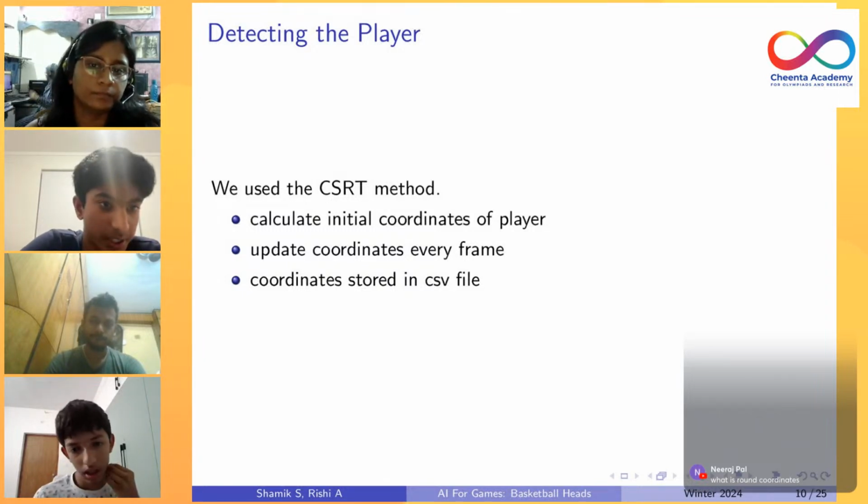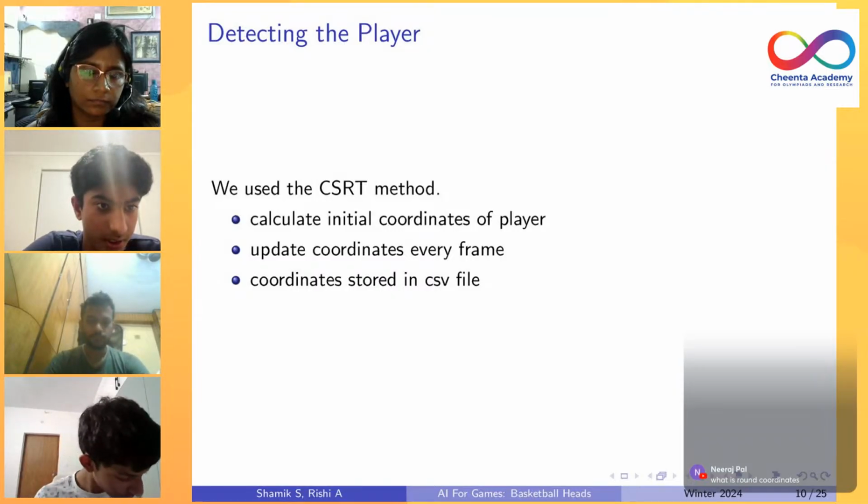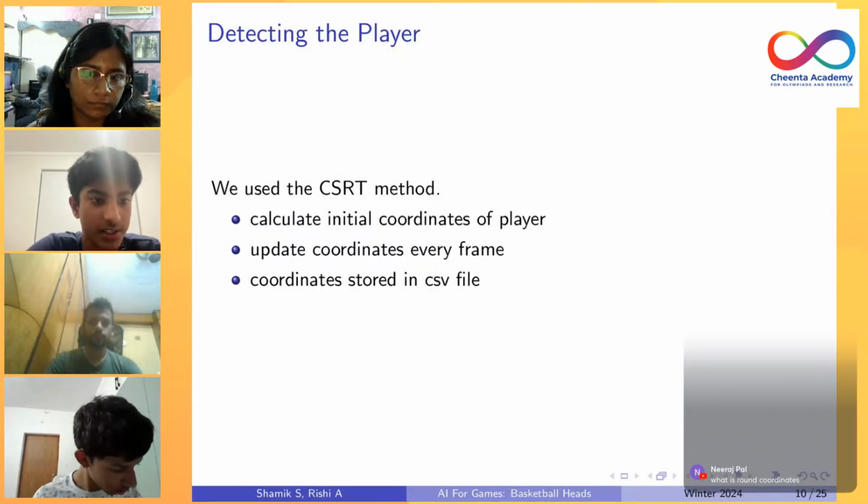For detecting the player, we used a CSRT method, where we calculated the initial coordinates of the player and updated the coordinates with every frame. These coordinates were then stored in a CSV file, which we could use to analyze later.